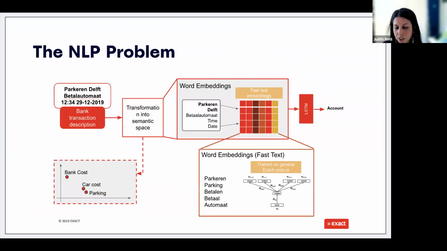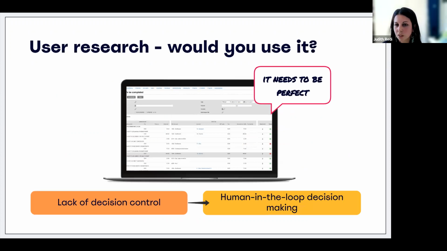So this was working fairly well. As we were building this, we also said, okay, let's check with the users if this is something they would use. And guess what? The answer was, yeah, but this thing needs to be perfect. I cannot just blindly accept that this books transactions to any general ledger. And if it's wrong, then it's my problem. It's my responsibility. This needs to be really good.